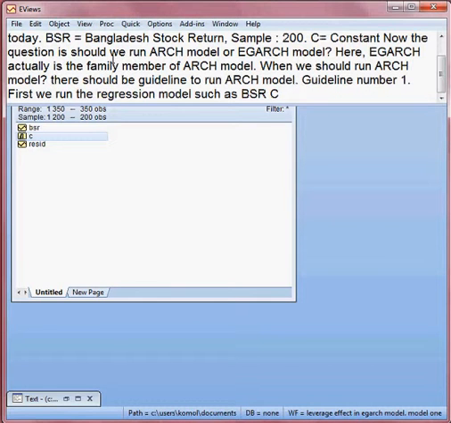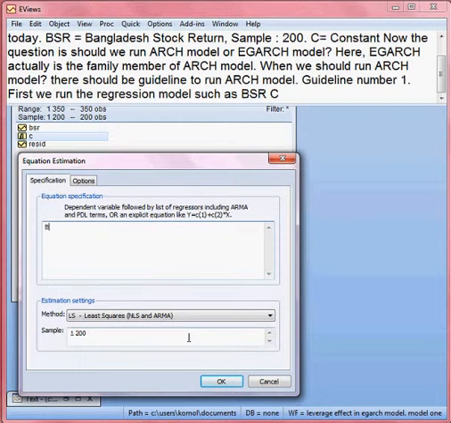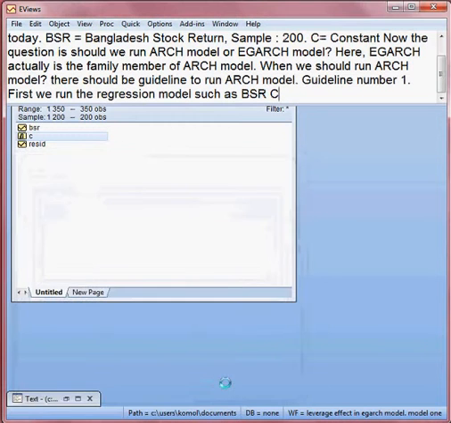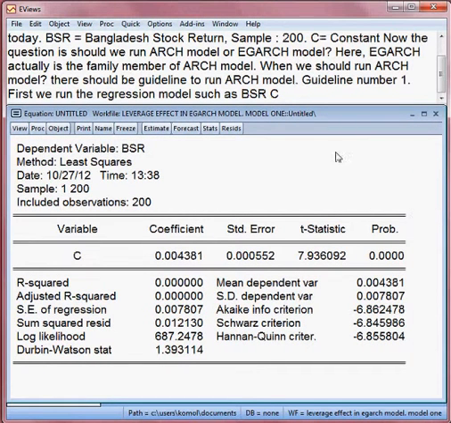Okay. So what we do, I go to quick estimate equation, and here I put BSR and C, right? BSR is the dependent variable, Bangladesh stock return, and C is the constant, and there is no independent variable. So I click on OK. This is my model that has been estimated.